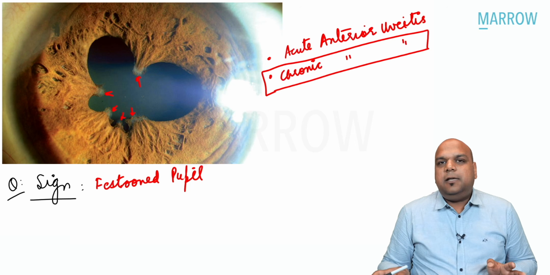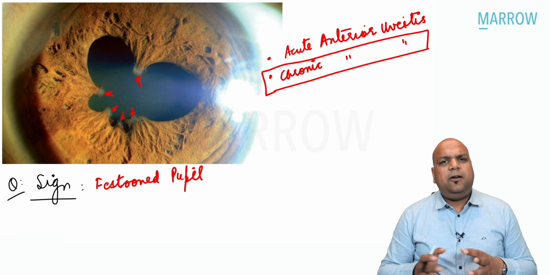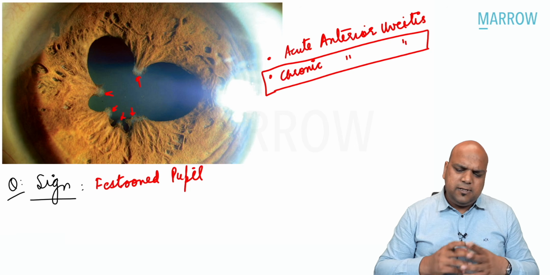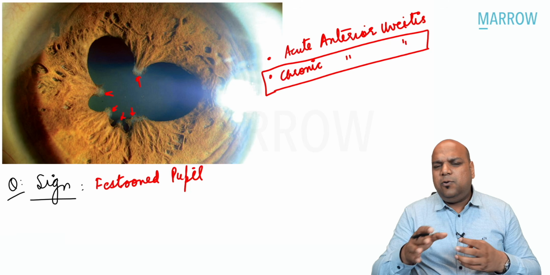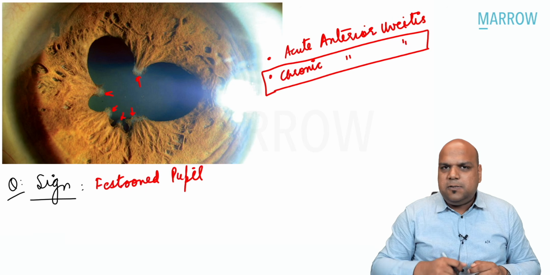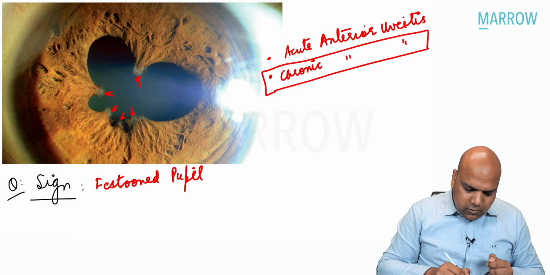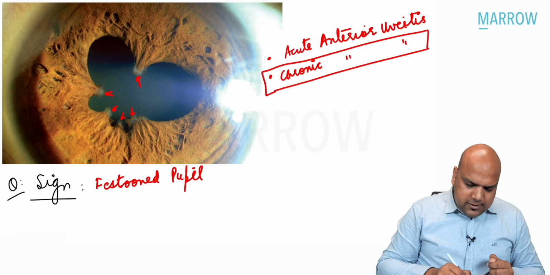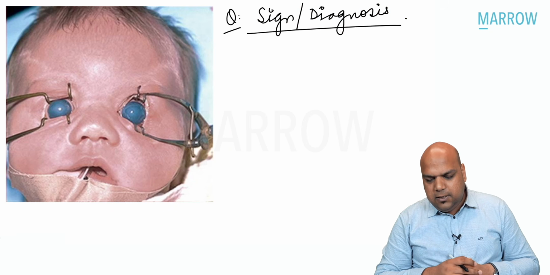So please remember this. What is the treatment? Steroids plus atropine both need to be given. There is no single treatment of choice. You know the other signs, the nodules, the Koeppe nodules, Busacca nodules, and all those things. Please, please, please remember choroidal precipitates. So try to remember all those signs about anterior uveitis. Moving on to the next image.